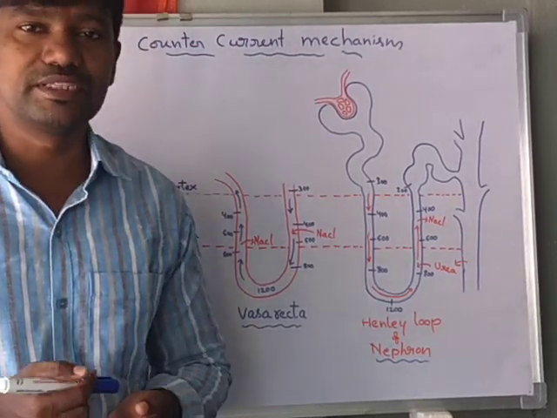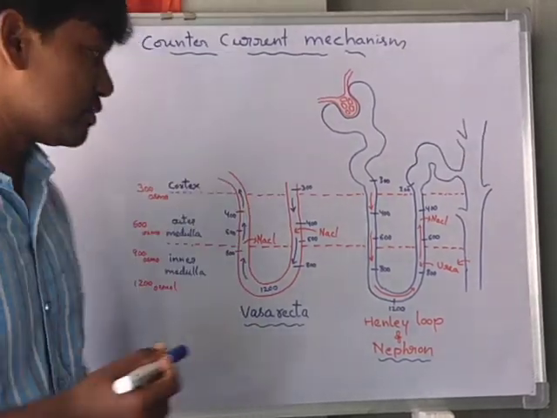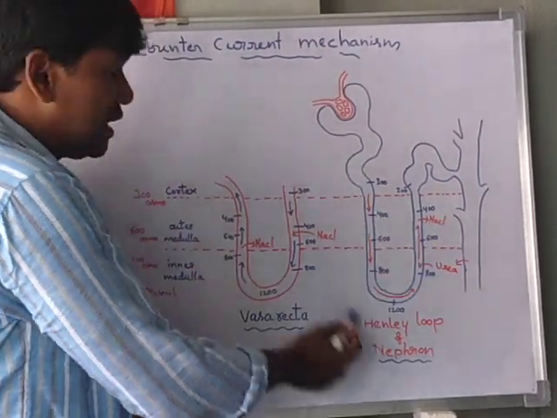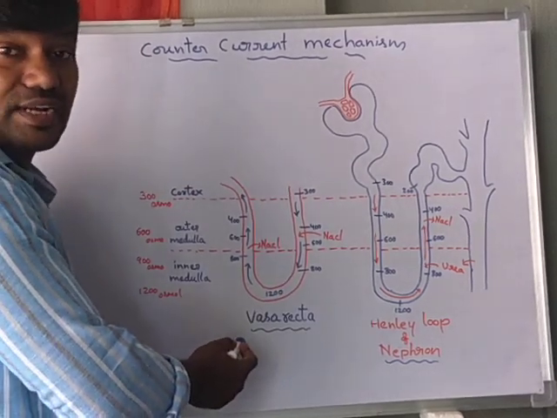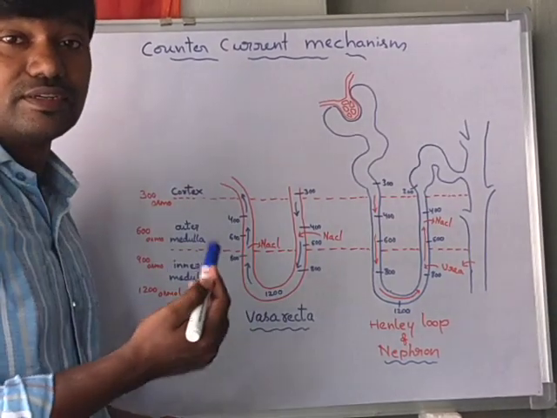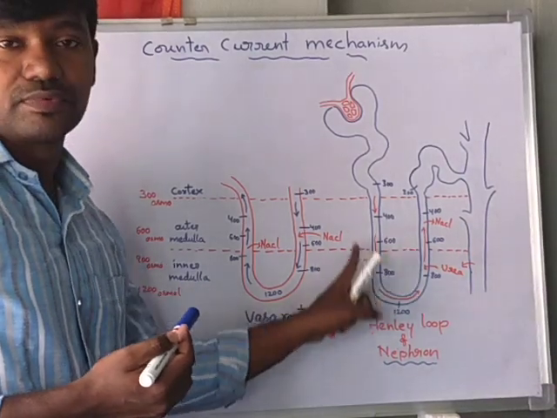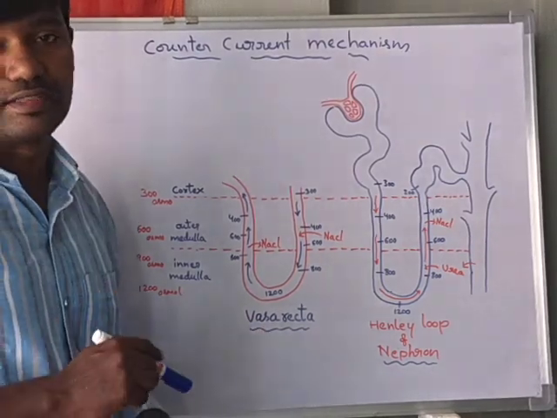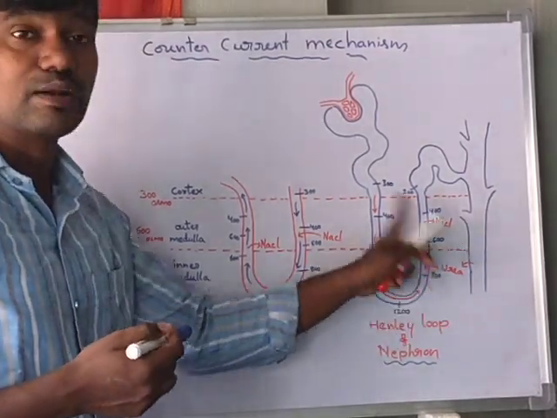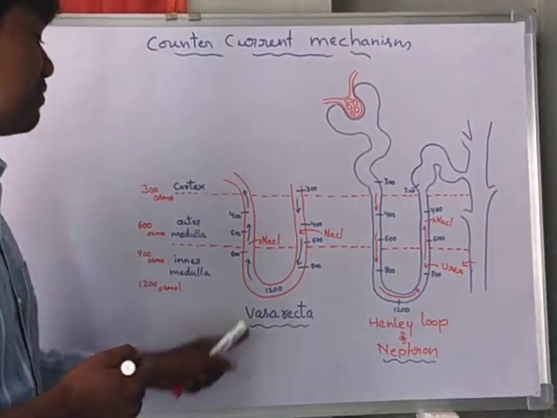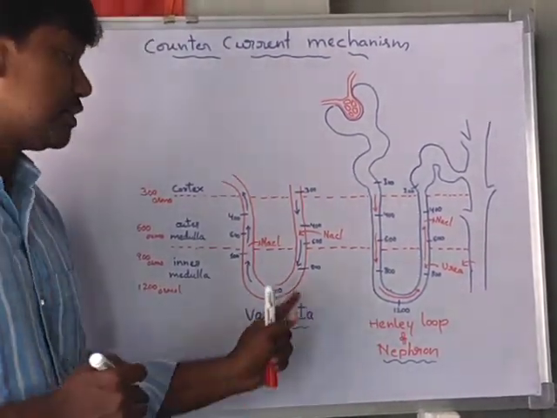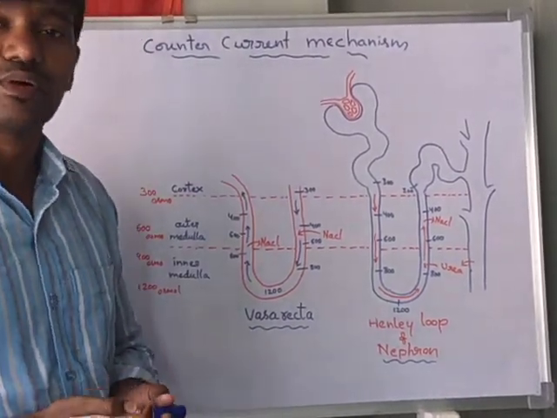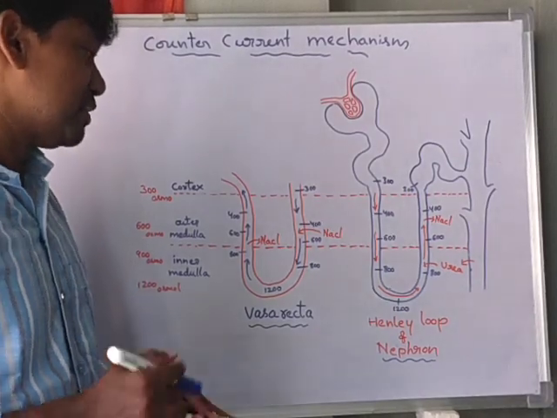Vasa recta means the blood vessels. So this is the Henle loop of the nephron, and this one is the vasa recta. Vasa recta means the blood vessels which surround the Henle loop. Those blood vessels are called vasa recta. Both of these play a main role in the formation of concentrated urine. How it is formed, I will explain just now.